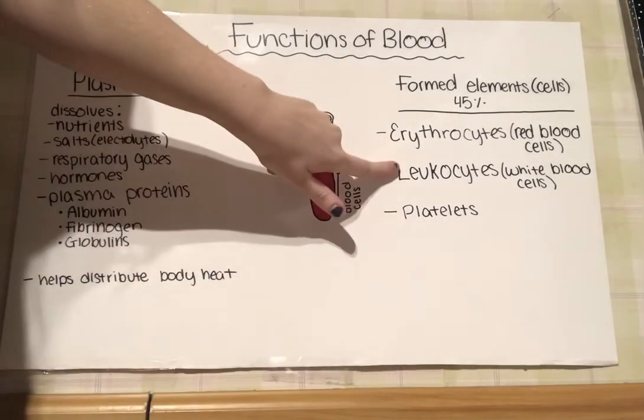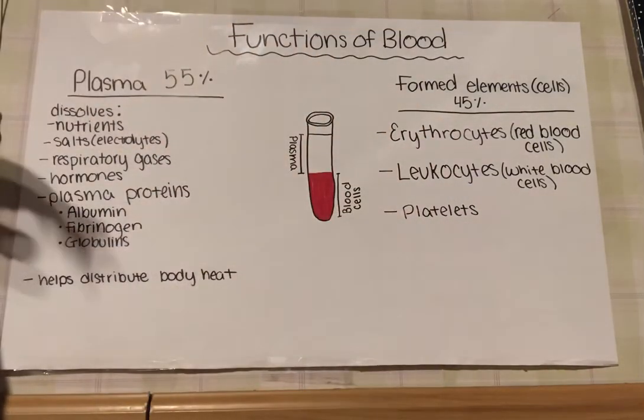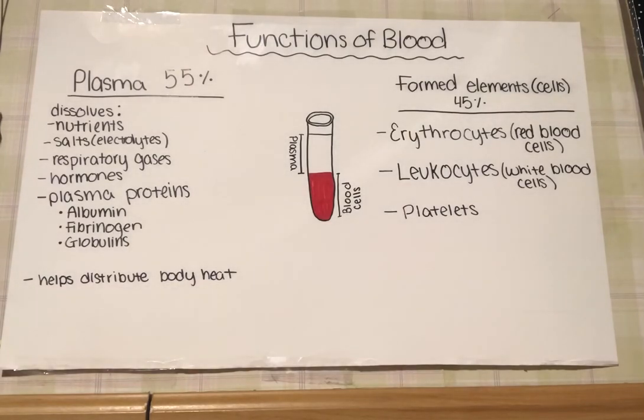And then the leukocytes, or the white blood cells, defend the body against damage by bacteria, viruses, parasites, and tumor cells. And last but not least are platelets, and they are in charge of blood clots, and they cling to torn areas.